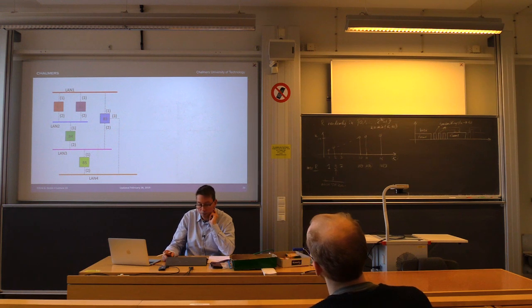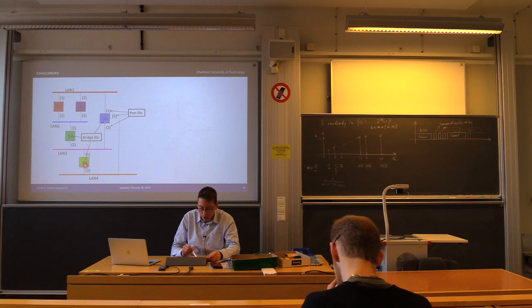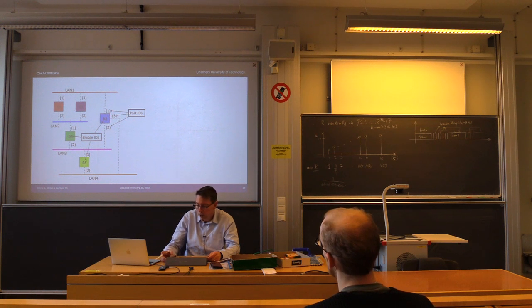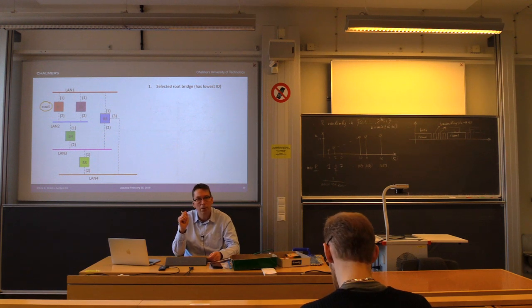Okay, so the numbers after B here are the bridge ID, and the numbers with parentheses around them are the port IDs. So the first thing we do is to select the root bridge, which has the lowest ID. Okay, and here we go. So this is the root bridge. That's step number 1.